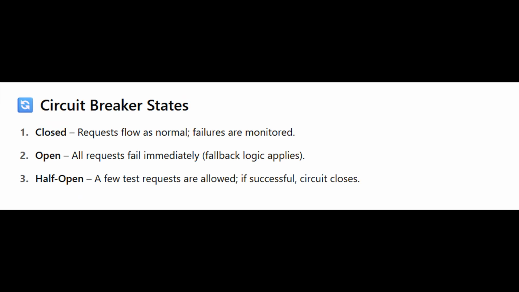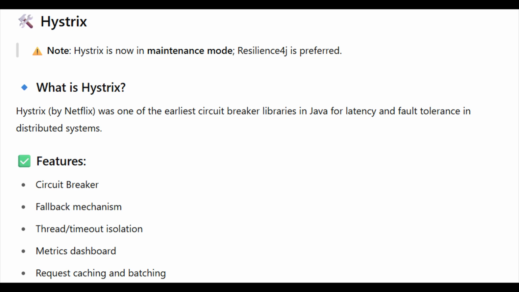Circuit breaker states: Closed, requests flow as normal. Failures are monitored. Open, all requests fail immediately. Fallback logic applies. Half open, a few test requests are allowed. If successful, the circuit closes.